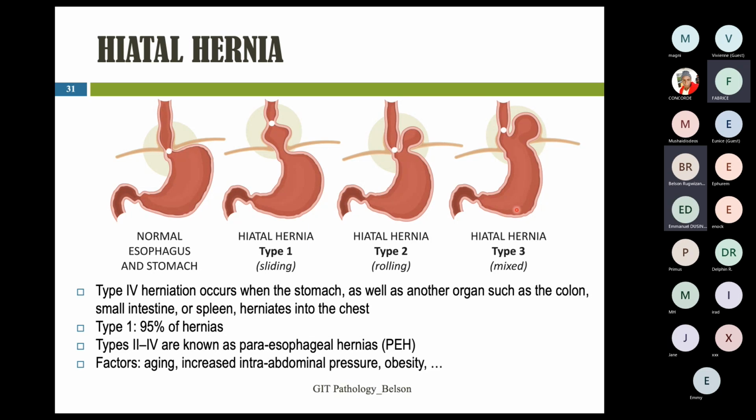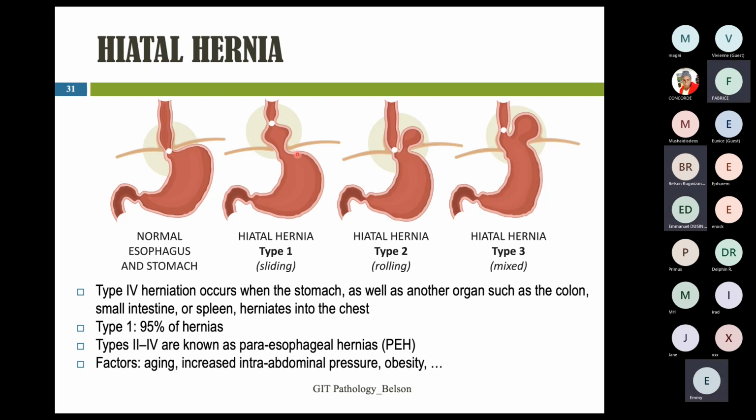So, it means the stomach goes there and it goes with the intestine or spleen. So, that will be type 4. But the most common one is this sliding hernia. It is seen in 95% of the hernias. So type 2, 3 and 4, they're known as paraesophageal hernias. Paraesophageal because they slide just beside the esophagus.